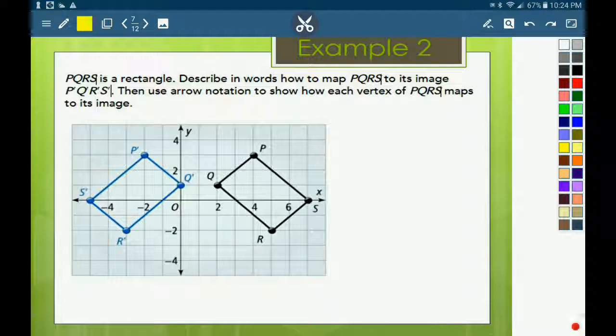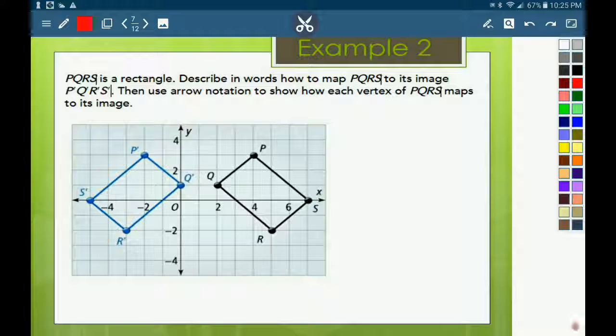Let's do another example here. It says PQRS is a rectangle. Describe in words how to map PQRS to its image P prime, Q prime, R prime, S prime. Then use arrow notation to show how each vertex of PQRS maps to its image. Now this is not a reflection over an axis. I want you to draw in the line of reflection here.